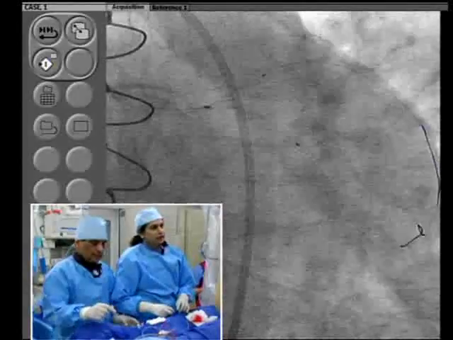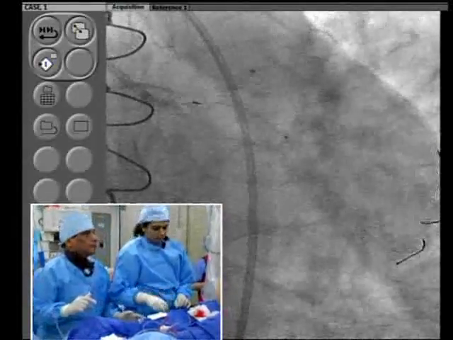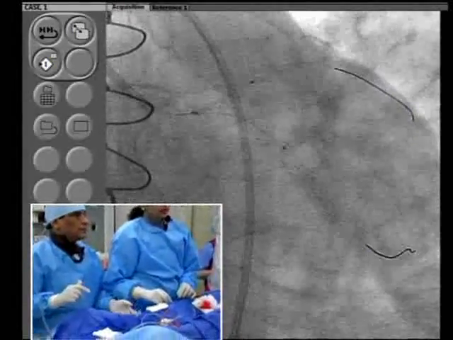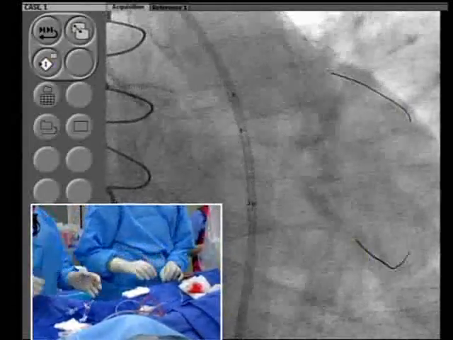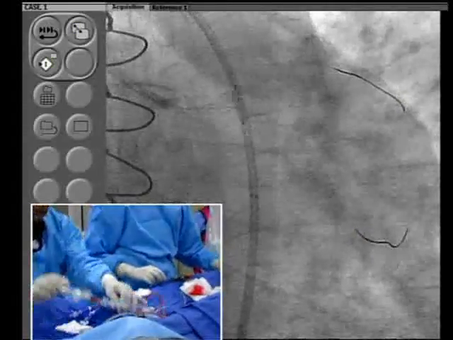Again, the guide is getting sucked in. If it doesn't come out, pull back again. The wire is going in, pulling out, and then it comes out. Now, if the second time it doesn't come out, then you have to take it out individually.